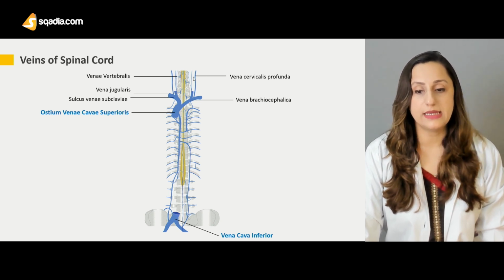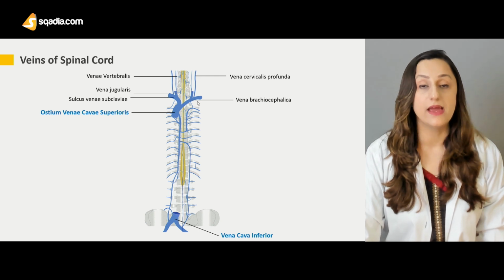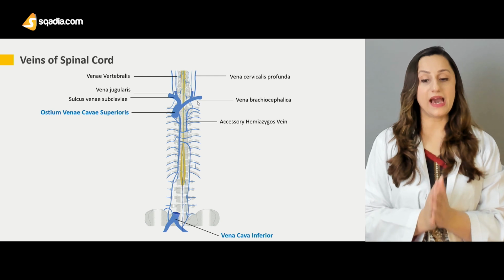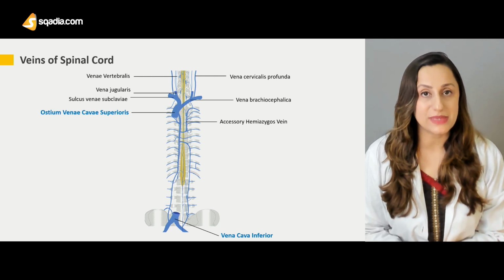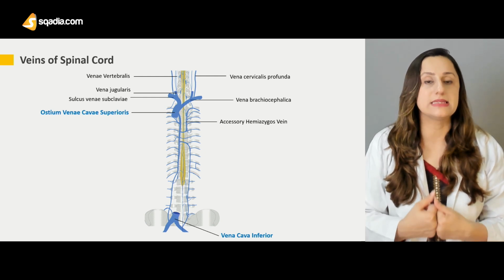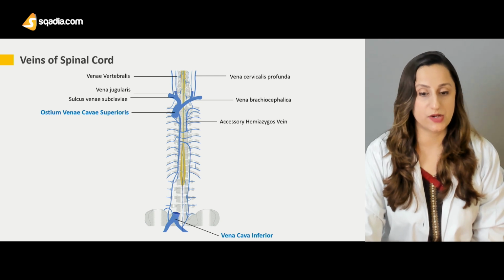So these are the profunda cervicalis that is present over here. It is again directly draining into the brachiocephalic veins. On the other hand, we have the accessory hemiazygous veins that are again draining the blood from both the sides, and they are entering ultimately into the superior vena cava.